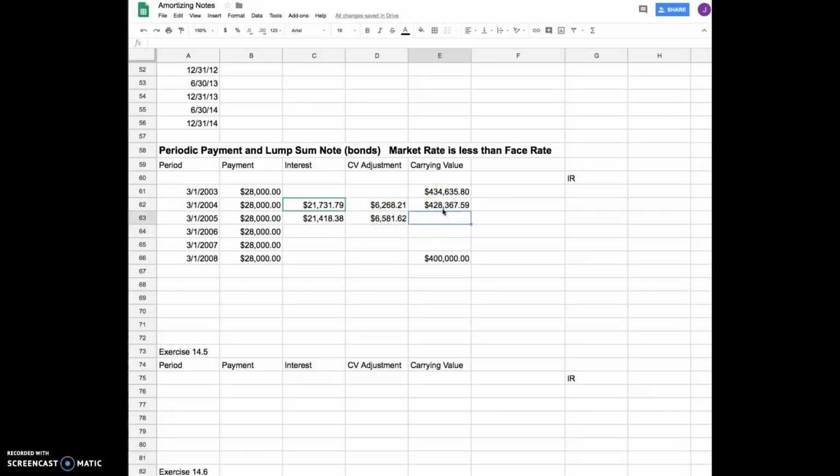So now for here, we're going to go equal sign old carrying value minus the adjustment, and that'll bring it down to that. All right, if I copy these formulas down for the rest of the term, I should get something close to 400,000 for the end. That's about as close as you can get. There's some rounding errors in there, but okay, so that's how we would amortize a periodic payment lump sum note on a bond where the market rate is less than the face rate.